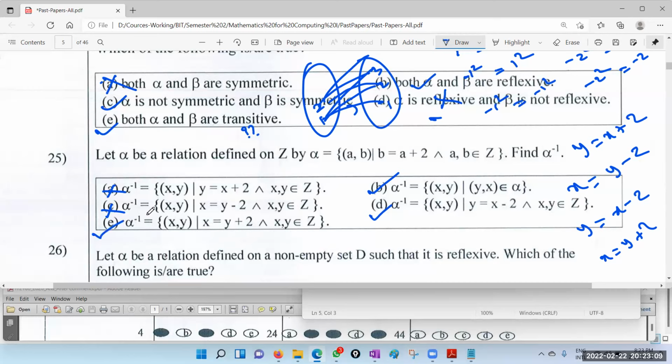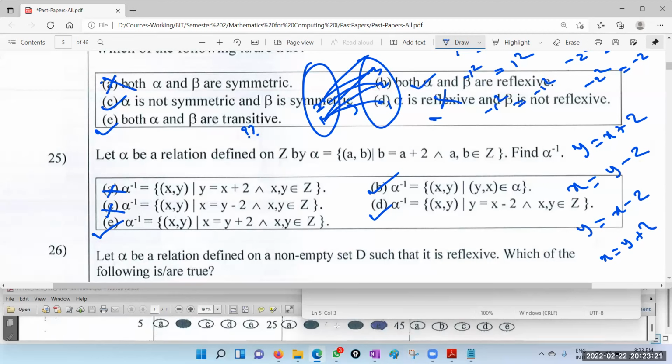That is a tricky one, right? Because they have changed the x and y, so that is also correct. So the answer is B, D, E. B, C is not the answer, D and E. So think about it, especially think about this one. This is a very tricky one. Right, 26.